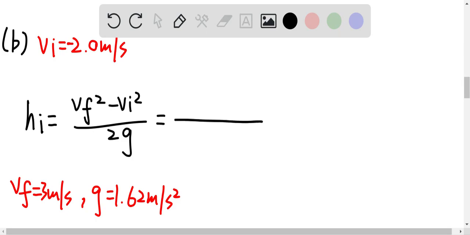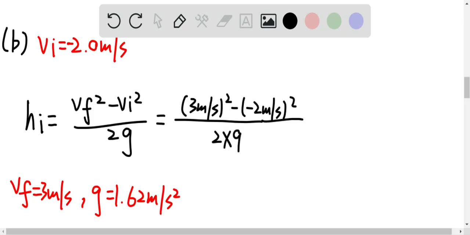Now we can plug these values back into the equation to determine the greatest height in this case, which is equal to 3 meters per second to the power 2 minus negative 2 meters per second to the power 2 over 2 times 9.8 meters per second squared. Sorry. We should use the acceleration of gravity on the Moon, which is 1.62 meters per second squared. This will give us the greatest height, in this case, equal to 1.5 meters.